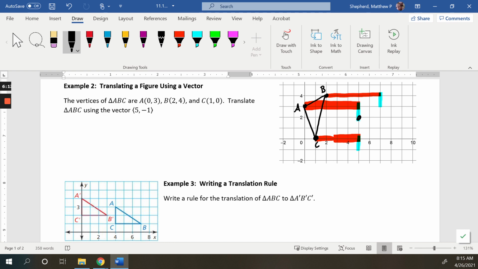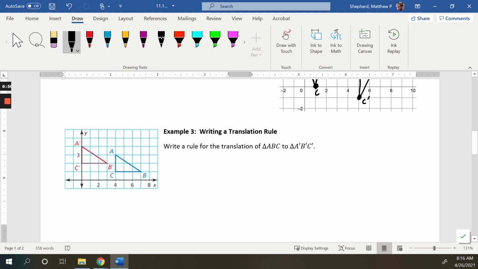And right there would be all of my new images. Oops, I mislabeled that one. So this will become A prime, B prime, C prime. Notice it's the exact same shape, just moved. So I have successfully performed that transformation.